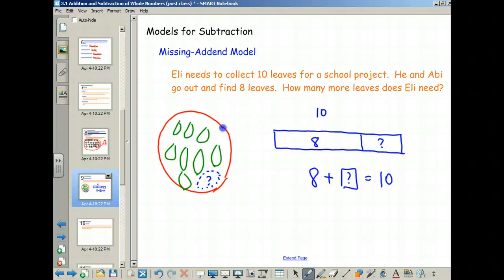So, of course, the answer to this is 2, yeah? So 10 minus 8. Look at this all together. Let's try again. 10 minus 8 equals 2. So you've got a couple of different ways to draw pictures for missing addends.